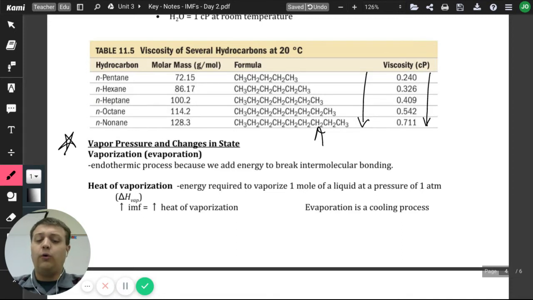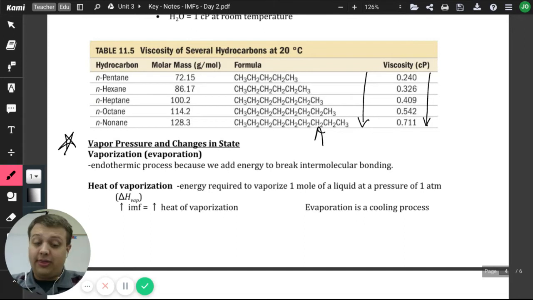So for vapor pressure and changes in state, first off, we need to know what vaporization or evaporation is. So vaporization is an endothermic process. Why is it endothermic? Well, it's endothermic because we have to add energy to actually break those intermolecular forces, to break that intermolecular bonding that occurs. So again, if we're going to be increasing that temperature, it's because we're actually going to be absorbing that energy into that substance, which is breaking those IMFs.